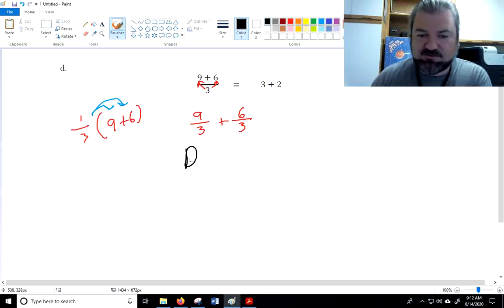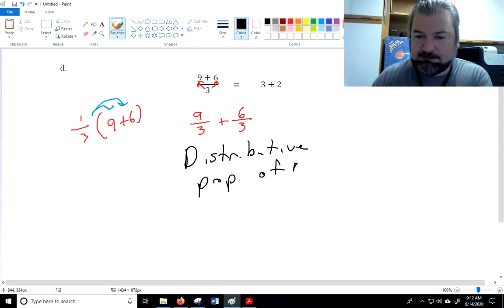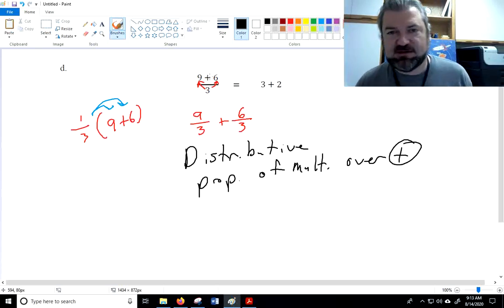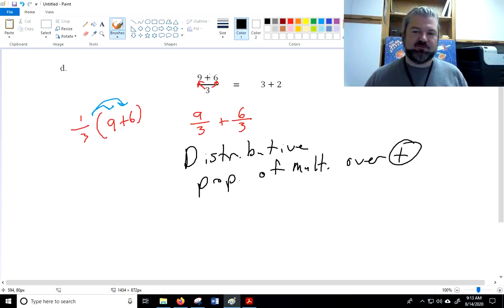So I'm going to call this the distributive property of multiplication over addition. Even though it's got a division bar, I want you to start thinking of division as being related to multiplication. All right.